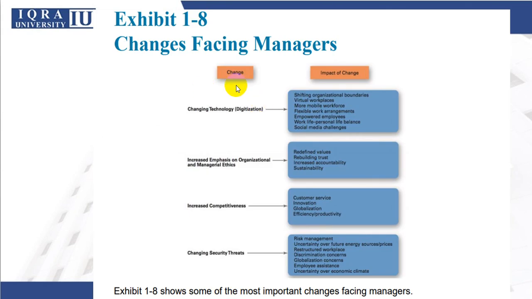Now if we talk about the changes that managers are facing these days, exhibit 1-8 is here to demonstrate. Number one change is the changing technology, the digitalization. It's definitely having an impact on the managers, who are facing shifting organizational boundaries, the virtual workplaces. You cannot see the employees all of the time, they're working from home, they're having flexi timings, which leads to work life and personal life imbalance, because technology every time has an impact.